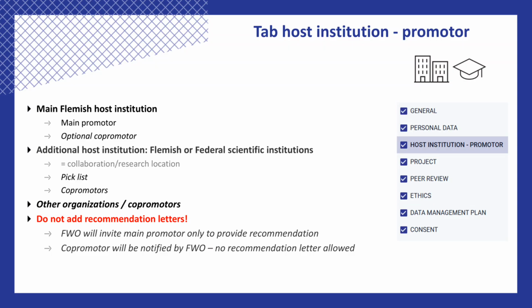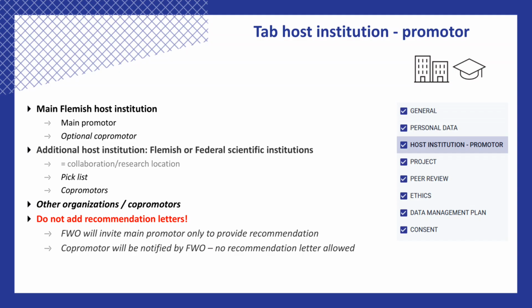Select your main Flemish host institution from the pick list and name your main promoter. They will be invited by FWO to submit a recommendation letter. You can optionally add a co-promoter from the same institution. They will receive a notification by FWO, but cannot submit recommendation letters.